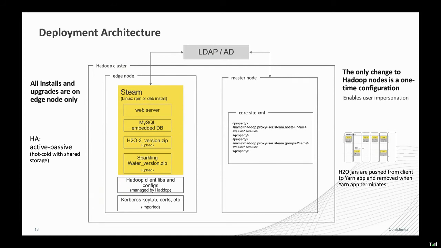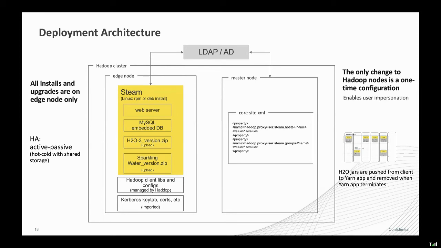And on the right-hand side, I said nothing's installed on the cluster. There is one configuration, and that's to configure the core-site.xml configuration file to make the Hadoop proxy user or impersonation occur. Anyone who's done this, it's identical to the way you would use Hive user impersonation or any other kind. It's the same exact thing. So there is a one-time configuration on the cluster. After that, any updates to Steam, any updates to H2O, any updates to Sparkling Water get done only on the edge node side, and no changes on the Hadoop side.